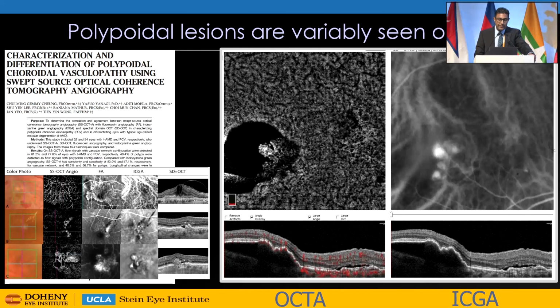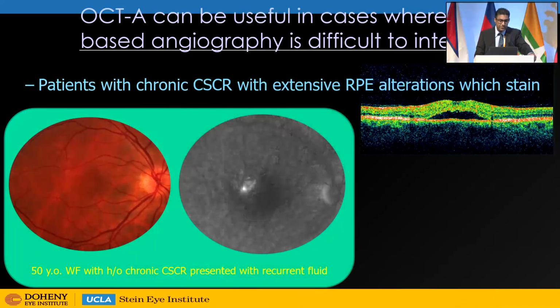Polypoidal lesions are variably seen on OCTA. That's why I say that ICG remains the gold standard. You certainly can identify inklings of them, but sometimes it's very difficult to resolve them as specific polypoidal lesions using this approach. Cases where OCT angiography can be especially useful is where dye-based angiography is difficult to interpret, like patients with chronic central serous, where there can be staining of the RPE alterations that's difficult to distinguish from leakage.